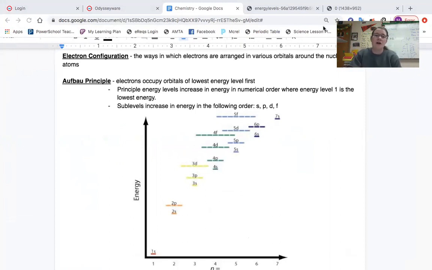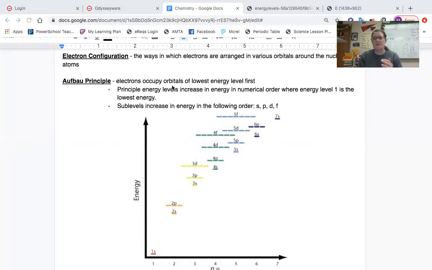Well, they follow 3 rules. We're only really going to focus on the one, and it's the Aufbau principle. The Aufbau principle says electrons occupy orbitals of lowest energy first. Remember, we have energy level 1, 2, 3, 4. It will fill in that order. It will fill energy level 1 first, and then energy level 2, and then energy level 3, and then energy level 4, and so on.